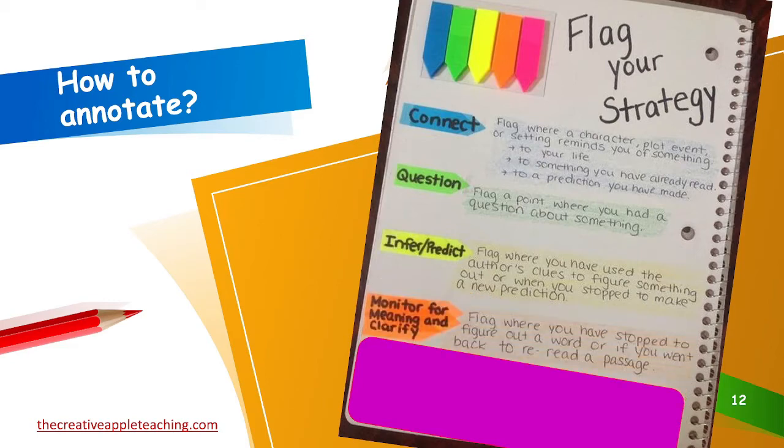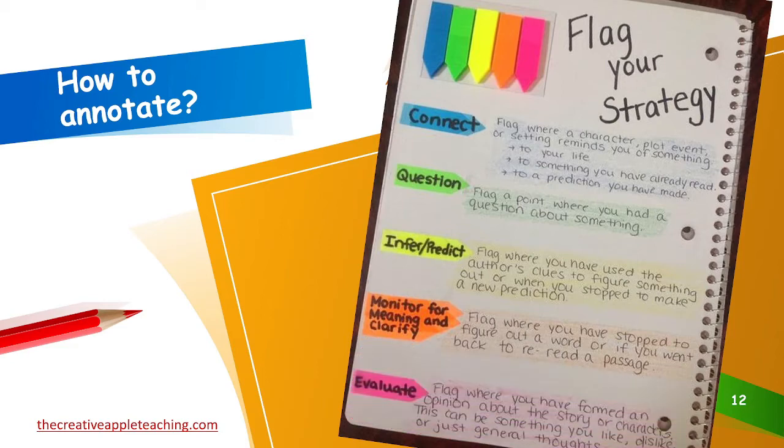Next is monitor for meaning and clarifying. So kung halimbawa na nag-stop ka para i-figure out yung word, so pwede mong lagyan ng annotation yon para mabasa mo siya ulit. Kasi minsan ako pag nagbabasa at hindi ko maintindihan yung thought or yung flow or yung binabasa ko, tinatandaan ko siya. Tapos babasahin ko na lang siya ulit. Babalikan ko na lang ulit siya pag nabasa ko na yung buong text na binabasa ko kasi mas maiintindihan ko na siya.